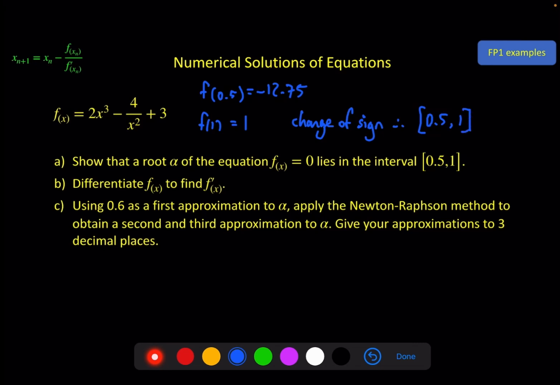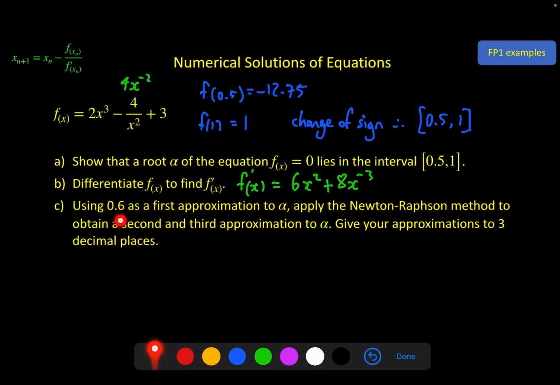Differentiate the function to find the derivative. Sometimes you'll have to do this as a separate part in the question, but obviously it's leading us into the third part where we're going to use that in the formula. So the derivative here, not forgetting that the index form of this is this, gives us 6x squared plus 8x to the minus 3, and the constant term becomes a 0.